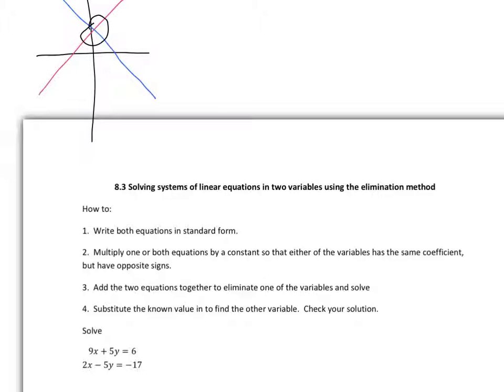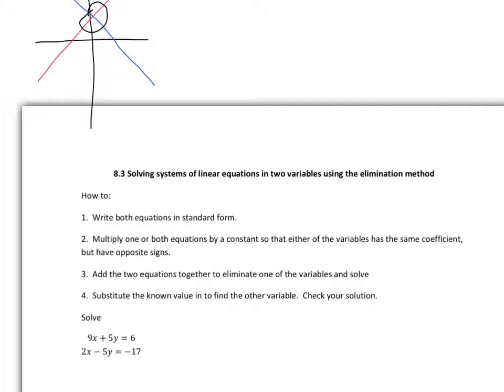And then in 8.2, we did the substitution method. Recall that when we were doing substitution, we were always trying to use one of the equations, solve for a variable, then substitute into the other one, so we'd end up with one equation with one variable. Now, the elimination method is what we're going to talk about today. Now, look at this first one here.